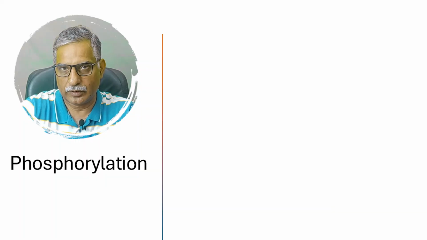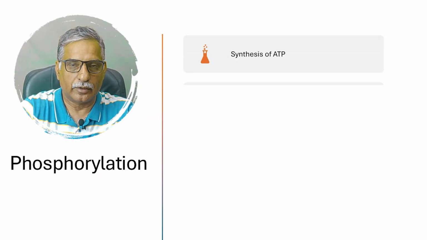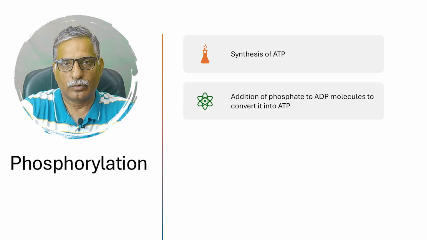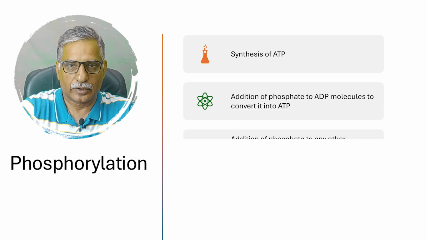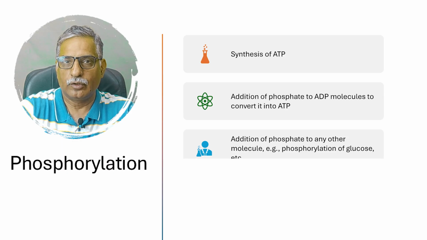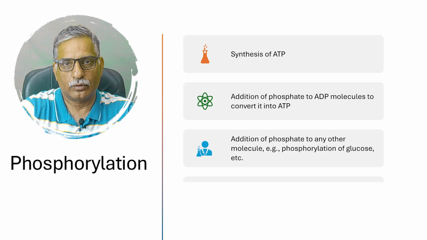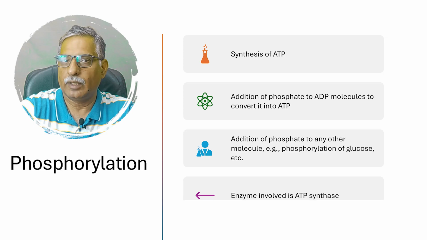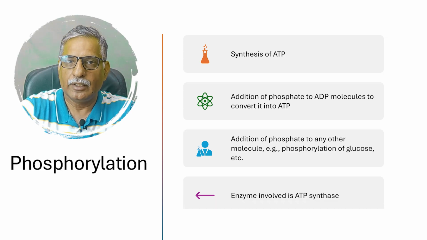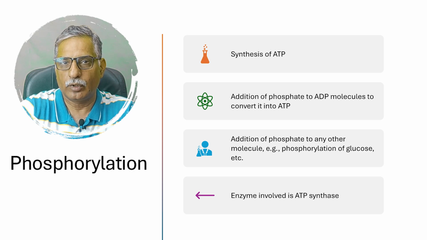Now, phosphorylation is a very simple concept that means addition of phosphate. If any phosphate molecule is added to another molecule, this process is known as phosphorylation. When we are adding phosphate to a glucose molecule or fructose molecule, we will call it phosphorylation of glucose, or phosphorylation of fructose. But when we simply name the process phosphorylation, that means synthesis of ATP, addition of phosphate to the ADP molecule to turn into ATP molecule.